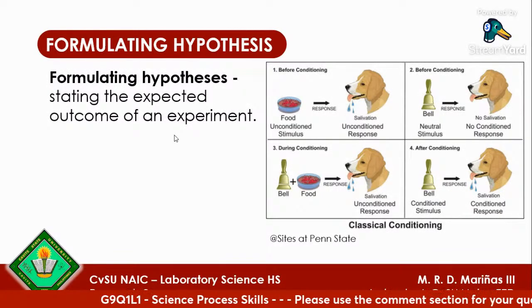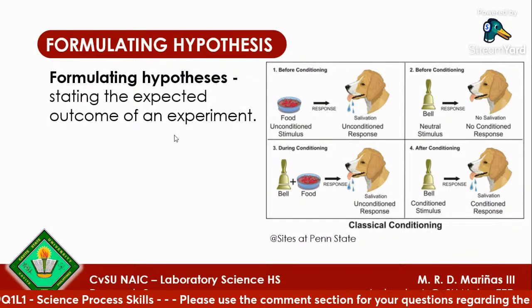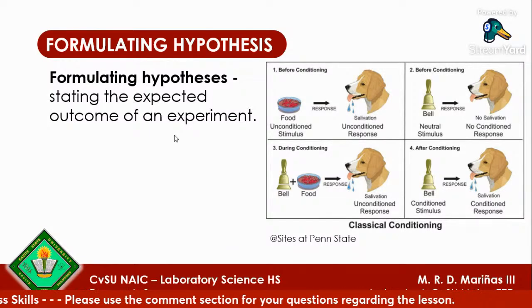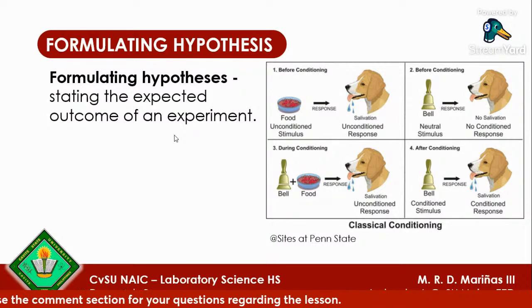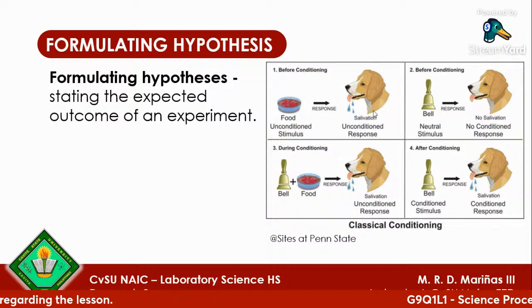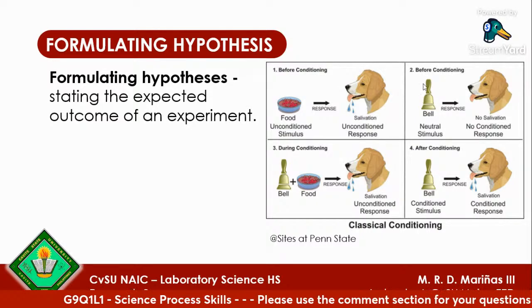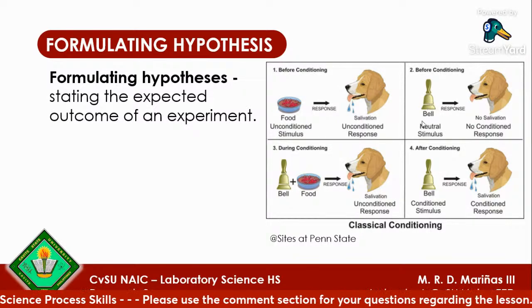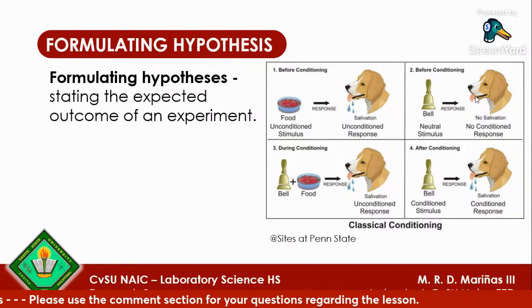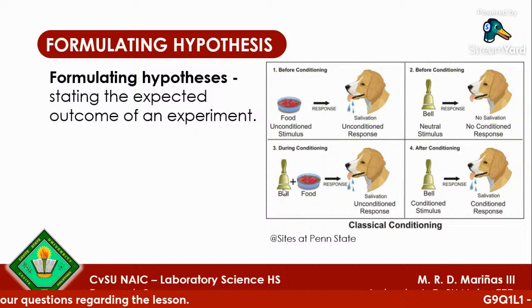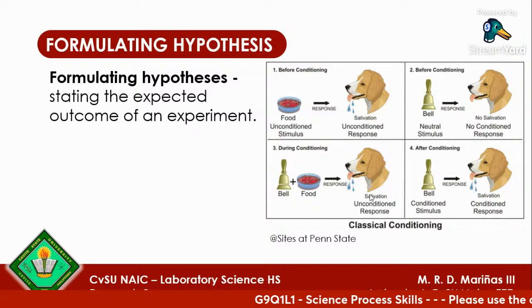Okay, formulating hypothesis, stating the expected outcome of an experiment. So this one is a classic example of an hypothesis, classical conditioning by Pavlov. So as you can see here, before conditioning, pag nakakita daw yung aso ng dog food, naglalaway siya. Okay? Then, sumunod na experiment, we ring the bell, pinatunog natin yung bell, there is no response. Kasi hindi naman pagkain yan eh. Sa third experiment, nagpakita ng pagkain habang nagpapatunog ng bell. And the response of the dog is nagsasalivate siya o naglalaway.